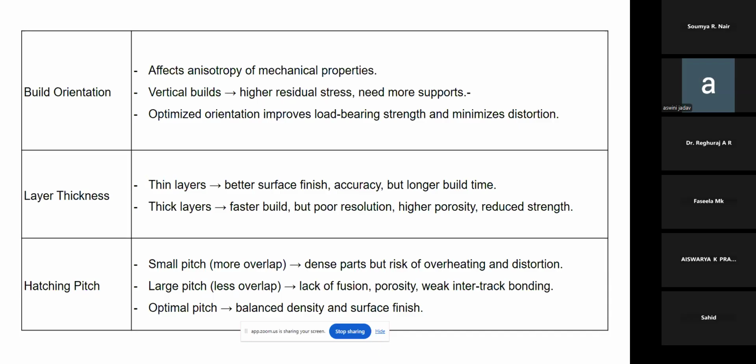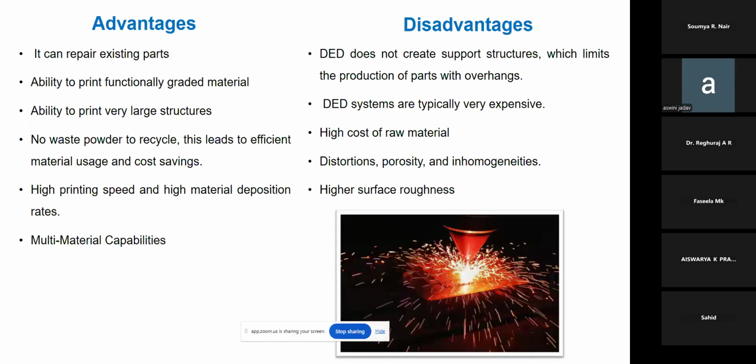Okay. So advantages and disadvantages. Advantage, it can repair existing parts. Ability to print functionally graded material. Ability to print very large structures. No waste powder to recycle. High printing speed. High material deposition rate. Multi-material capabilities are also available. But drawback, DED does not create support structures, which limits the production of parts with overhangs.